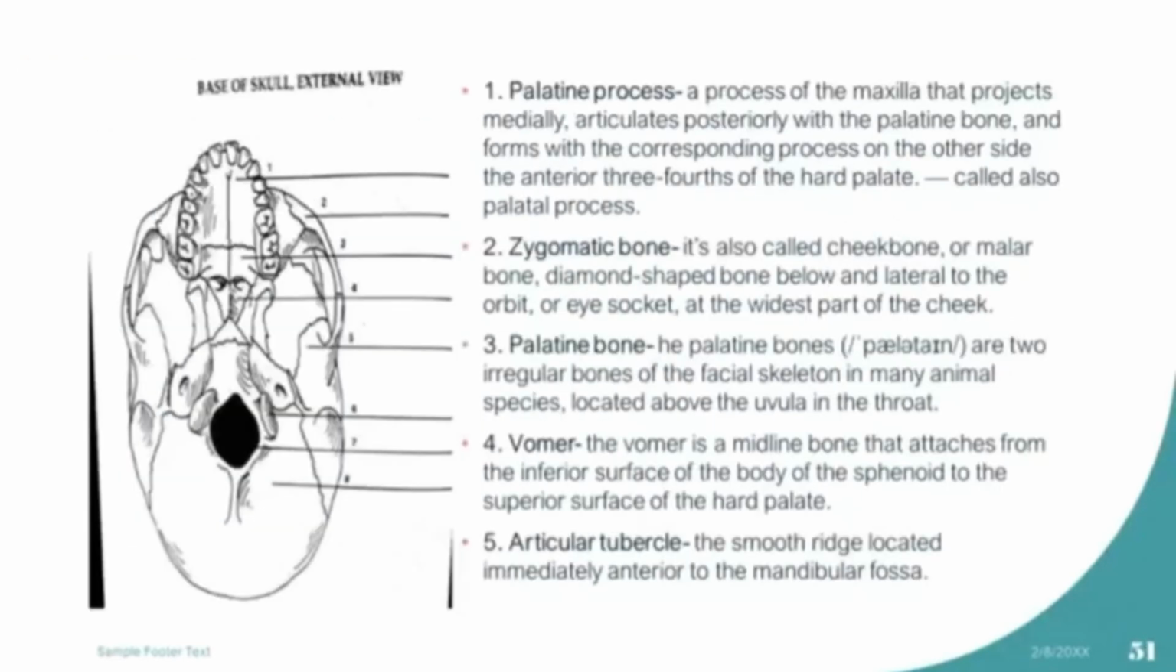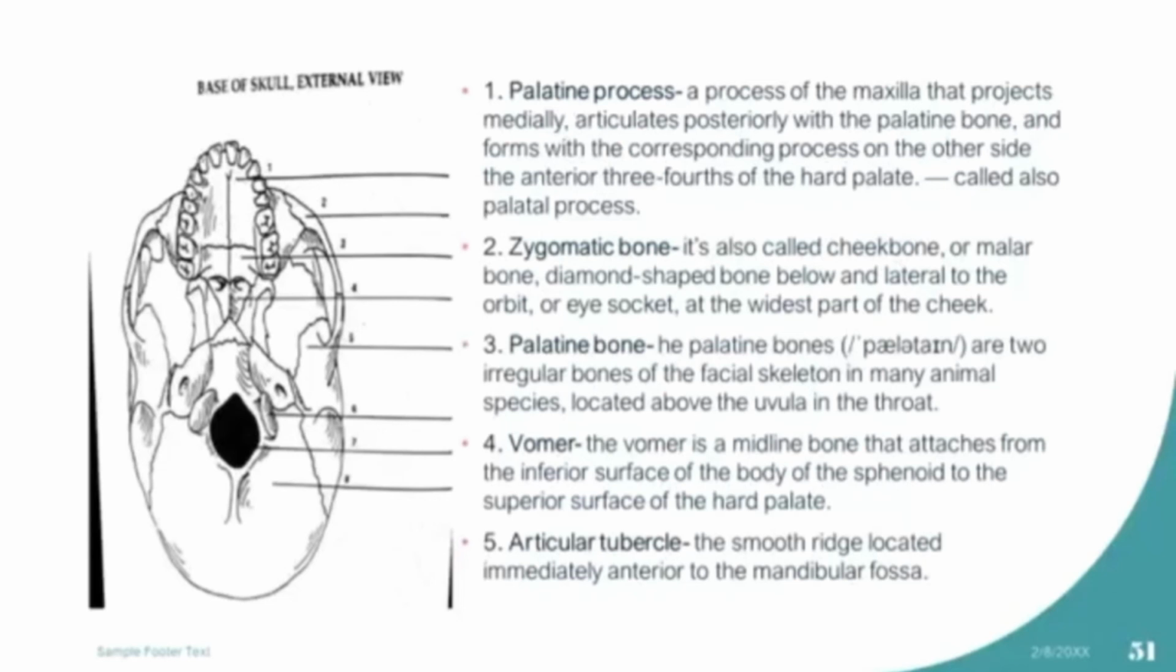Base of skull, external view. Number 1. Palatine process. A process of the maxilla that projects medially, articulates posteriorly with the palatine bone, and forms with the corresponding process on the other side the anterior 3/4 of the hard palate.